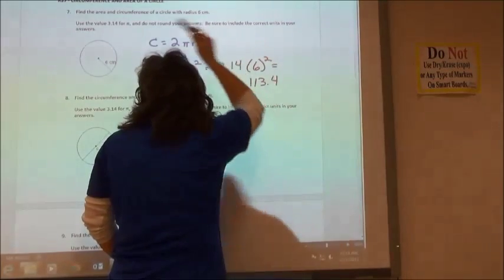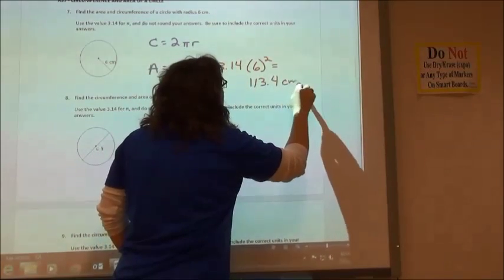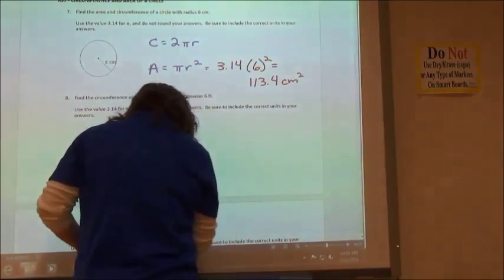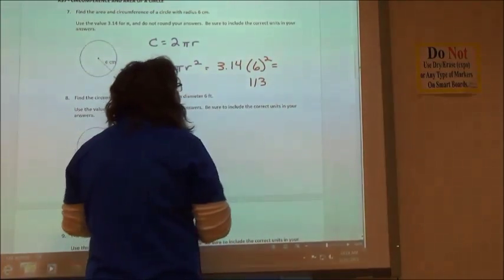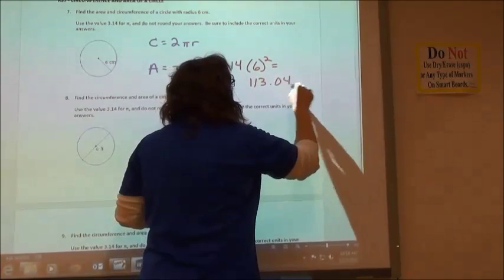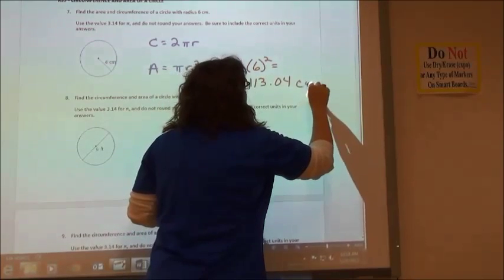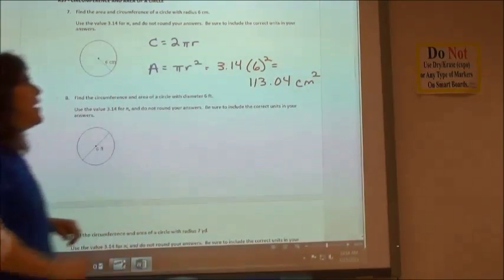113.04, and my label, since I'm doing area, would be centimeters squared.